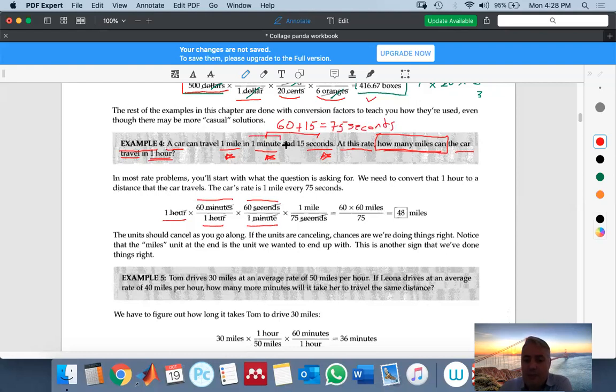1 minute, which is 60, and 15, which is 15. 15 plus 60 is 75. And 75 seconds to get what? To get 1 mile. So 1 mile. And when we cross out hour, minutes, seconds, what I have is just miles, and this is my question, how many miles? So 1 times 60 times 1 divided by 1 times 75. So the result is 48.